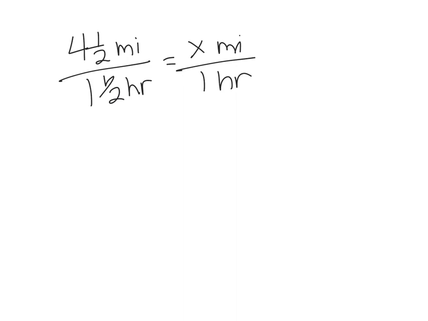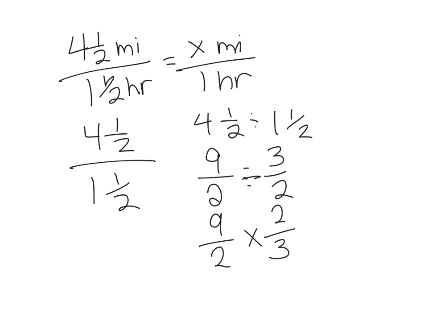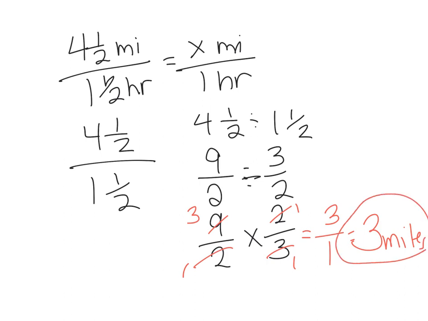So it would be 4½ times 1, which would give us 4½ divided by 1½. Let's rewrite it. 4½ divided by 1½. Change them to improper fractions. It gives us 9/2 divided by 3/2. We'll do keep change reciprocal. Cross simplify. Multiply straight across and get 3/1, which is 3 miles in 1 hour.